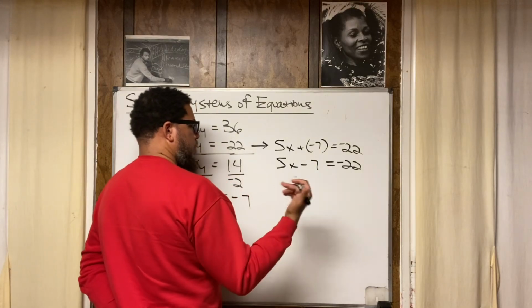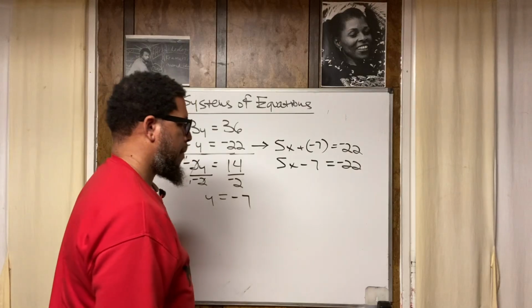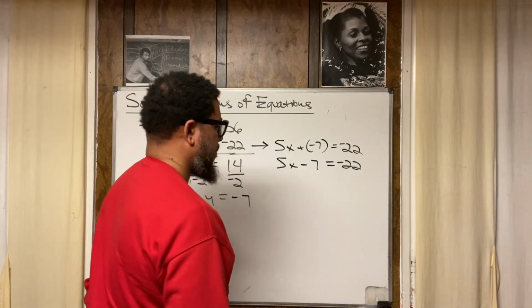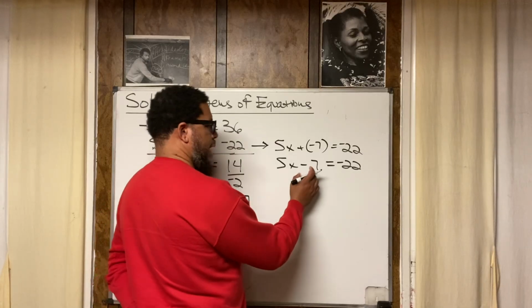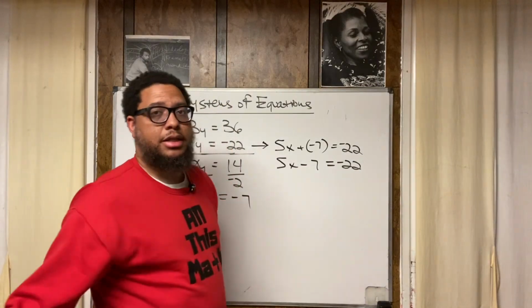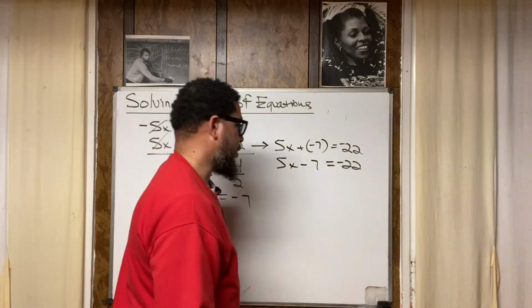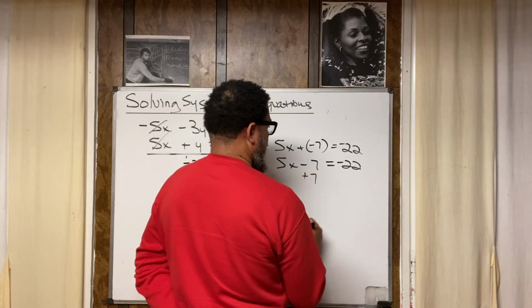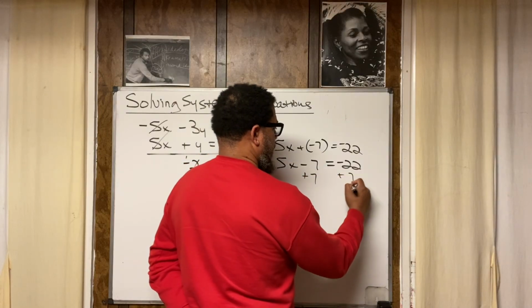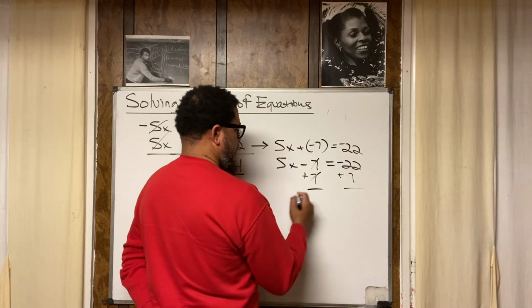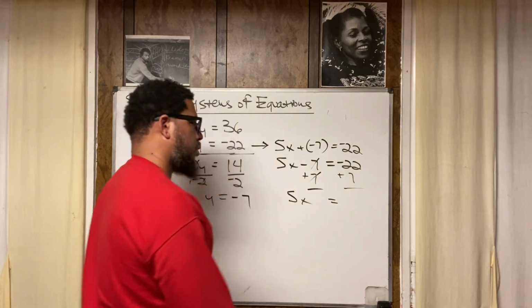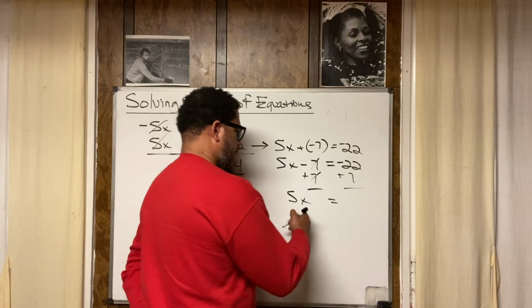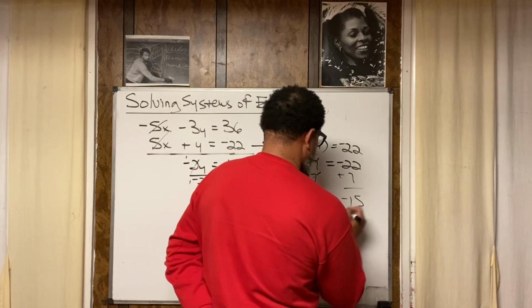All right, now what would you do next? I'm going to get rid of the constants that are on the same side as the variable first. So you're going to add 7 to both sides, because the opposite of subtracting 7 is adding 7. So we're going to do plus 7 right here, and do it on both sides. Plus 7 over here. Bring the 5x down. What's this add up to? Negative 15. So 5x is equal to negative 15.